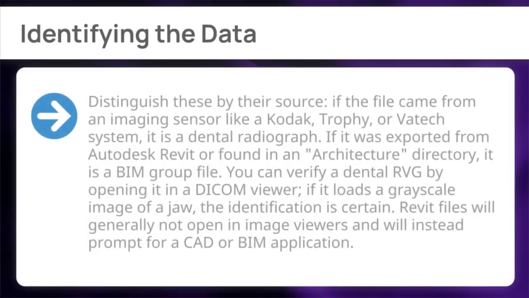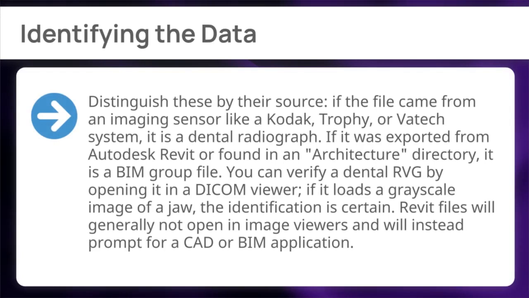First, identifying the data. Distinguish these by their source. If the file came from an imaging sensor, like a Kodak, Trophy, or Vatex system, it is a dental radiograph. If it was exported from Autodesk Revit or found in an architecture directory, it is a BIM group file. You can verify a dental RVG by opening it in a DICOM viewer. If it loads a grayscale image of a jaw, the identification is certain. Revit files will generally not open in image viewers and will instead prompt for a CAD or BIM application.